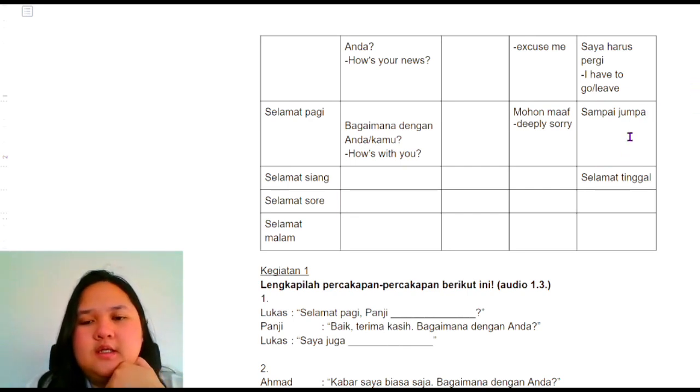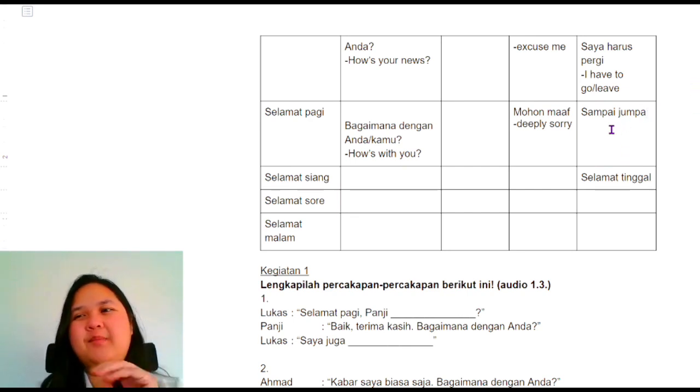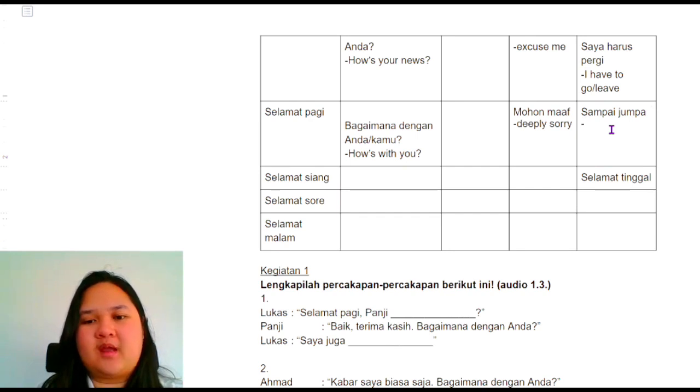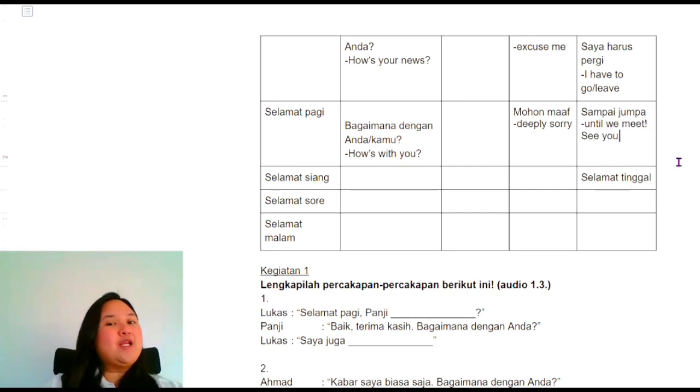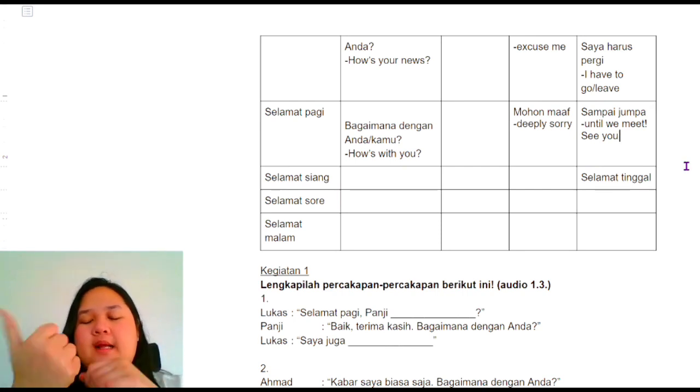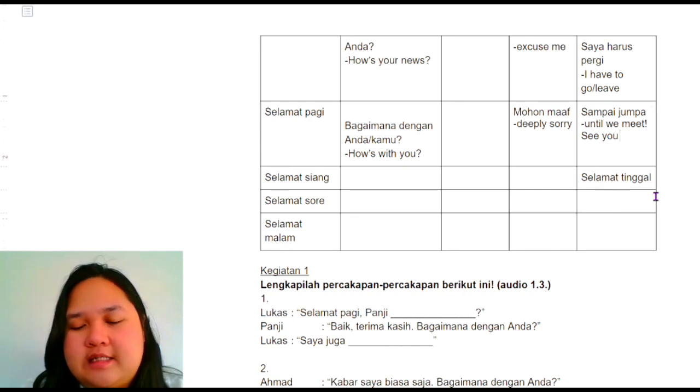And the next one, sampai jumpa. I like when people say to me, when we're meeting and when they would say goodbye, they say sampai jumpa instead. Because sampai jumpa means until we meet, or see you. Till we meet or see you. Sampai jumpa. I like this better than this last one.